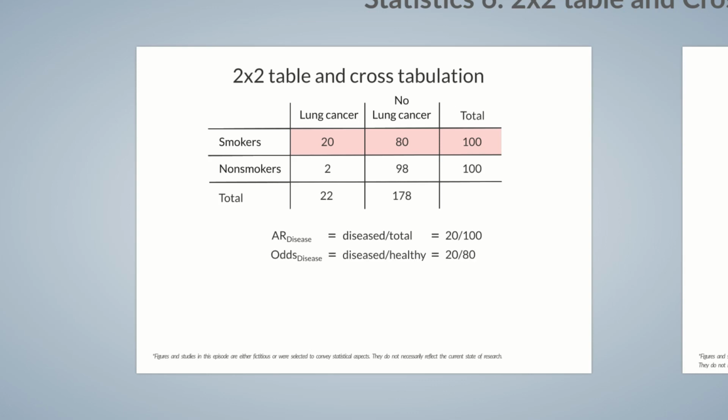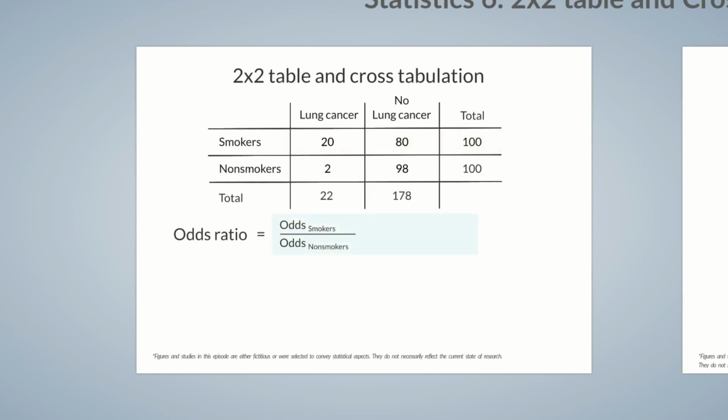The odds is calculated by dividing the number of individuals with the disease by the number of individuals without the disease, which is 20 divided by 80. We can, of course, apply this to the row of non-smokers and also determine the absolute risk and odds values. In an additional step, the relative risk and odds ratio can be calculated. For our example, the odds ratio is calculated as the odds of smokers divided by the odds of non-smokers. That's 20 to 80 divided by 2 to 98, which gives us 12.25.